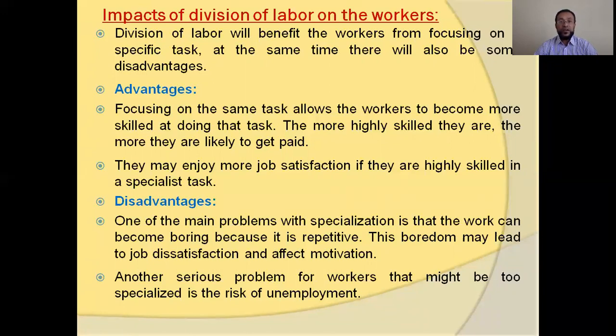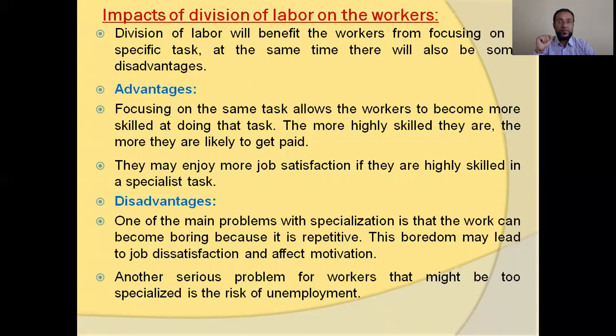Next, they may enjoy more job satisfaction if they are highly skilled in a specialist task. So when the worker is doing the same work and he is skilled, he will start liking the work and feeling comfortable. So it will increase his job satisfaction. All right, so these are the two main advantages of division of labor to the workers.